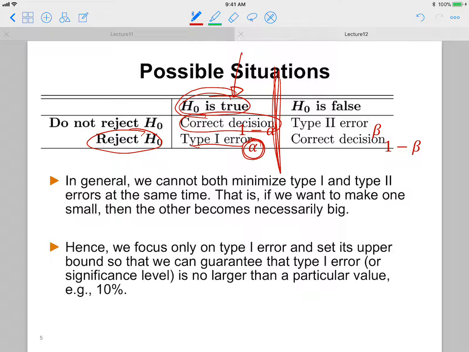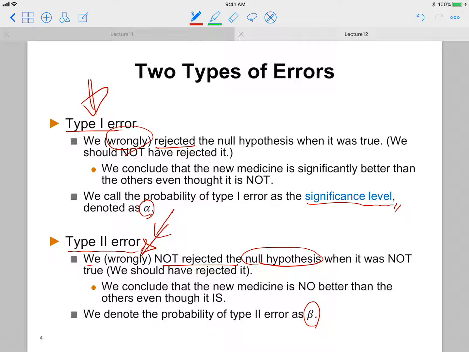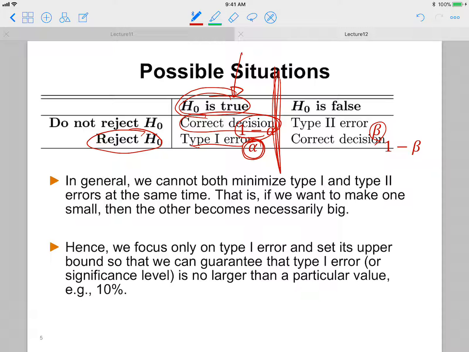And then the other one is a correct decision, and it corresponds to the case that we didn't reject H0, so there was not sufficient evidence that makes us reject our null hypothesis, and the probability will be 1 minus alpha. Okay, and then beta corresponds to the situation where the null hypothesis is not true, right? So in this case, we didn't reject it and it was wrong. That case has probability beta, and the other probability is 1 minus beta.